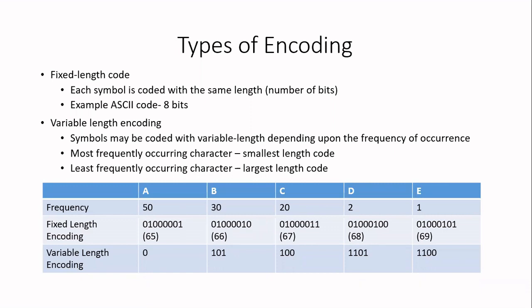But now, for simplicity, I am going to assume that I am going to deal with ASCII code. So in fixed length code, for every character, I am going to represent only 8 bits. Now let us see the other category, that is variable length encoding. In case of variable length encoding, the symbols may be coded with variable length, that is a varying number of bits, depending upon the frequency of the occurrence.